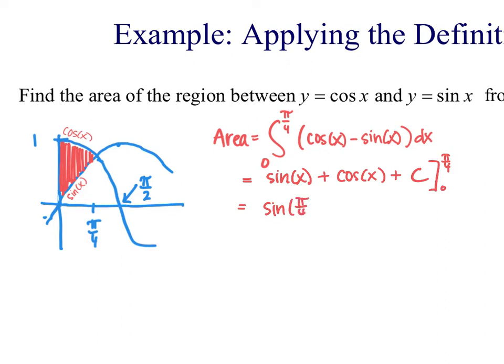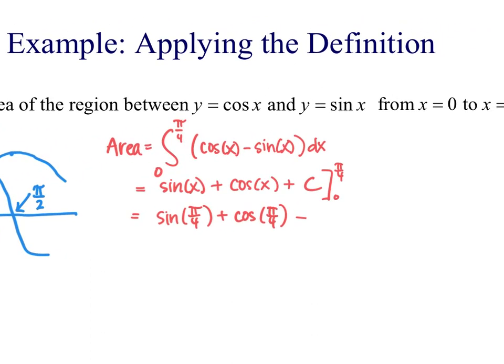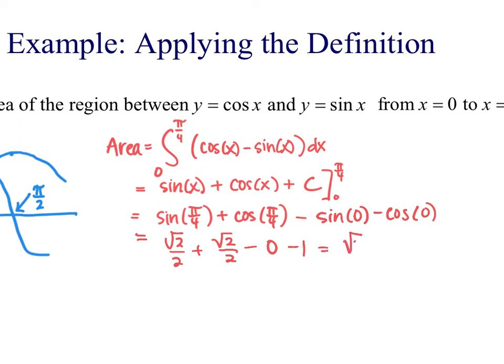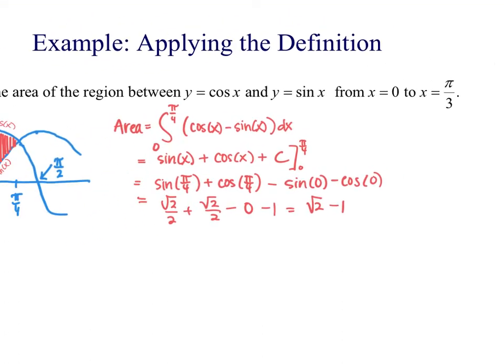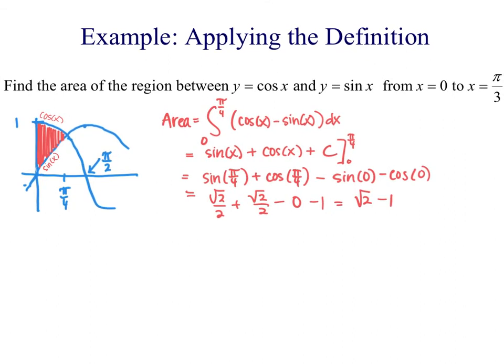Sine of pi fourths plus the cosine of pi fourths minus the sine of 0 minus the cosine of 0. So we're going to look at the square root 2 over 2 plus another square root 2 over 2 minus 0 minus 1. So square root of 2 minus 1. All right, that is the area. Now, the directions say to end at pi thirds, so there is a little bit more area up until pi thirds. Pi thirds is right here.